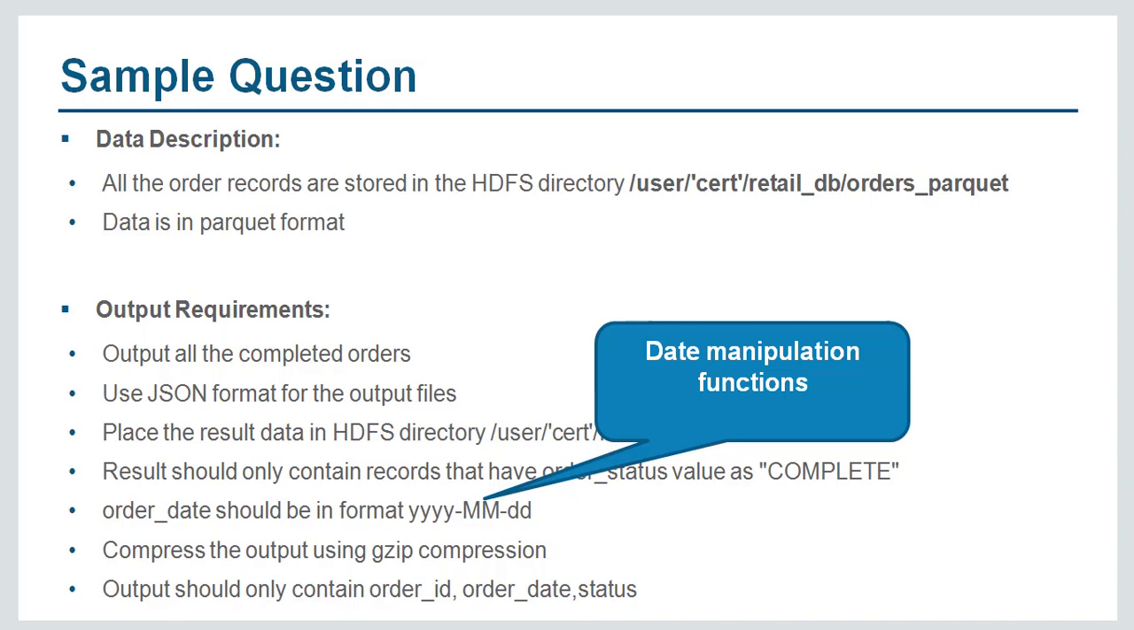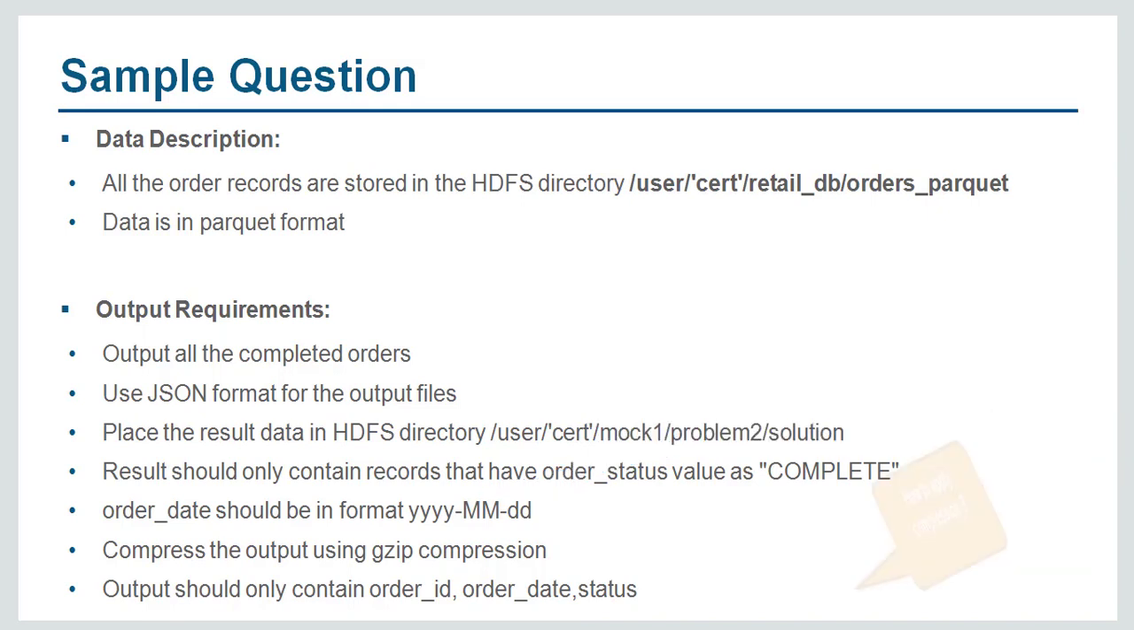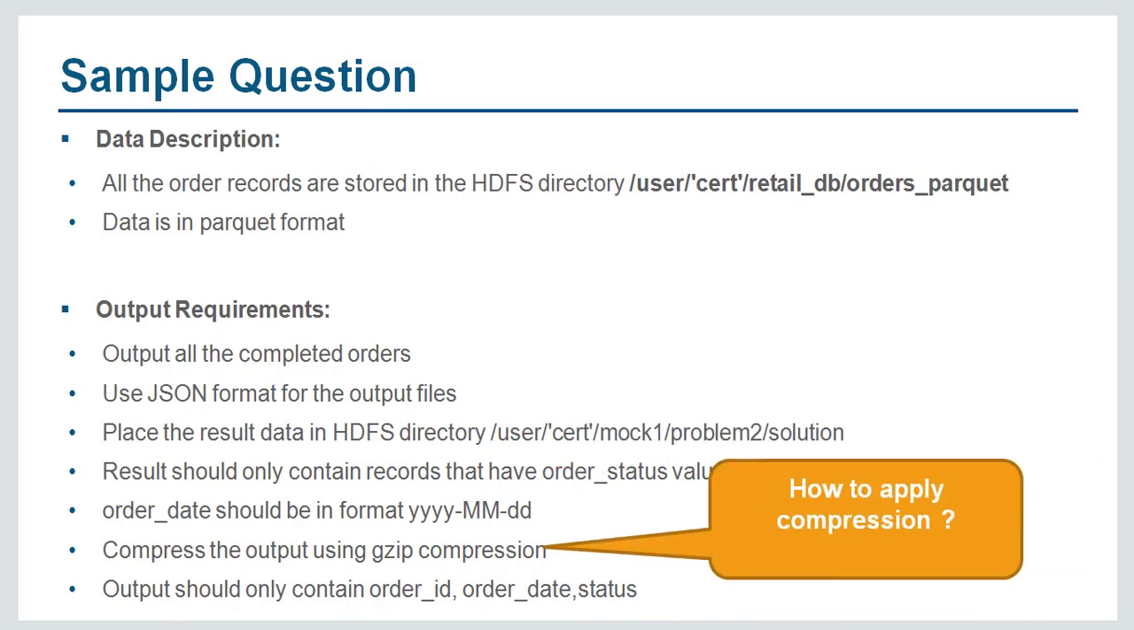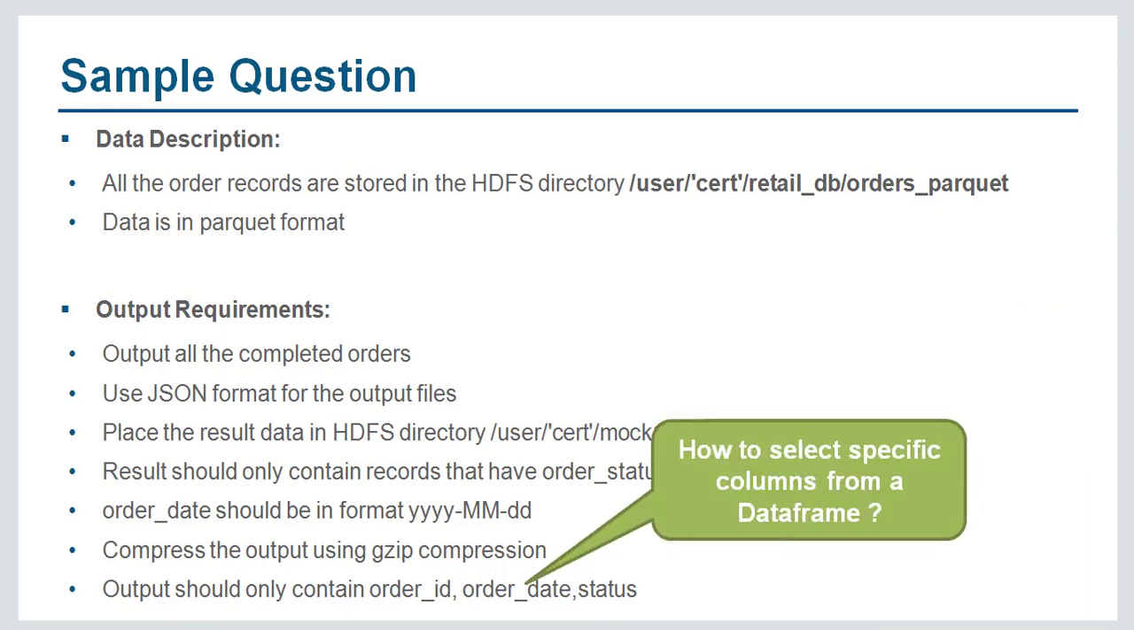Order date should be in format YYYYMMDD. That means you should clearly understand different data manipulation functions. The next requirement is compress the output using gzip compression. So that means you should understand how to apply compression or what are the options available in data frame API for compression. And finally, the output should only contain order ID, order date and status. That means you should clearly understand how to select a specific column from a data frame.